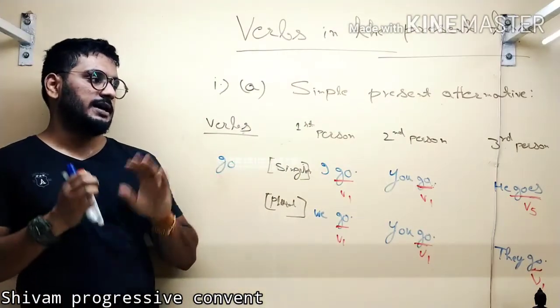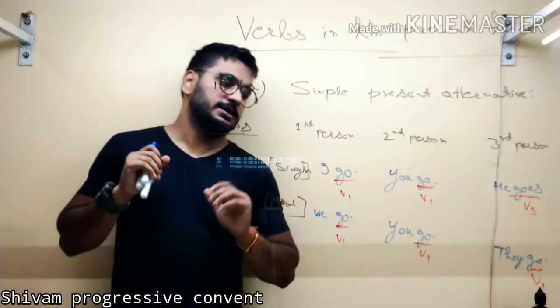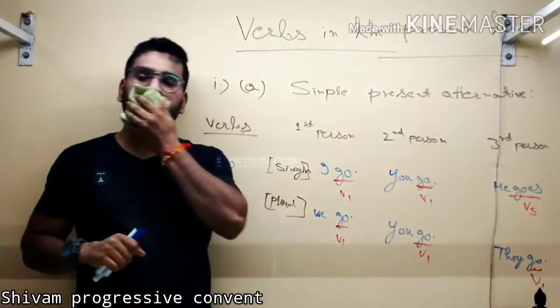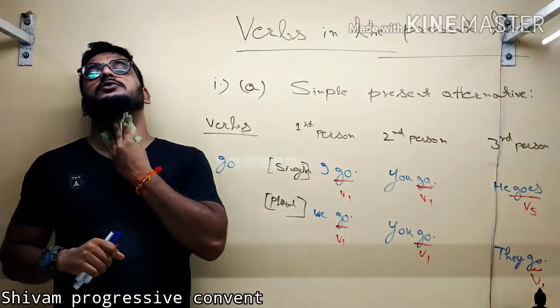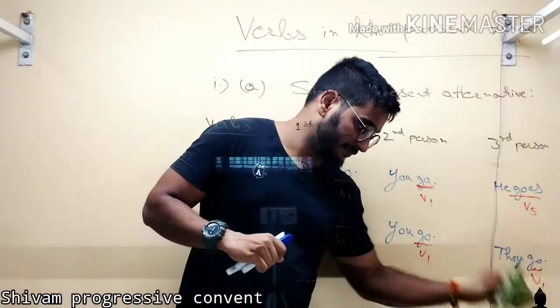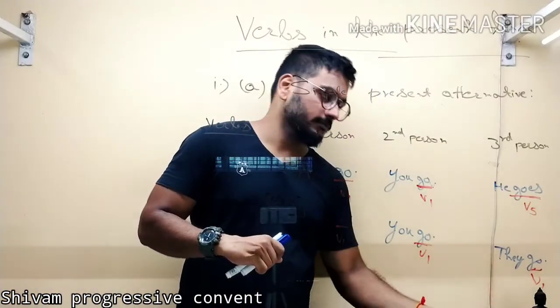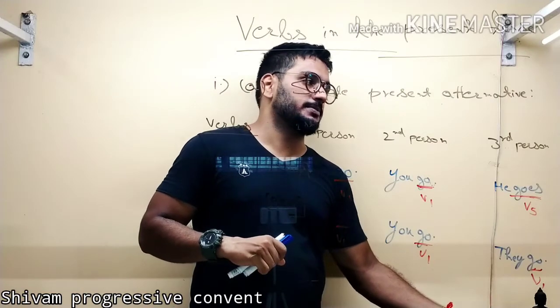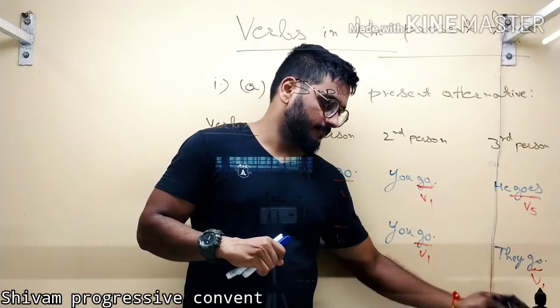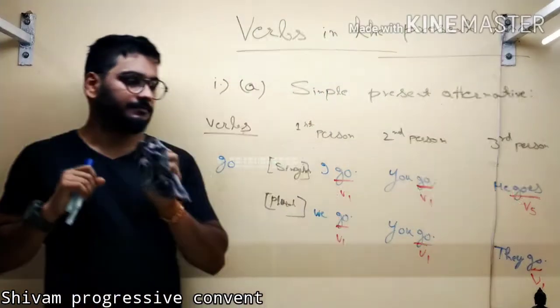So this is the thing I am trying to explain to you. The change always comes in third person singular form, where the verb changes into V5 form, S or ES is added with it. Note it down. So this was simple present affirmative. Now simple present negative form. Note it down.